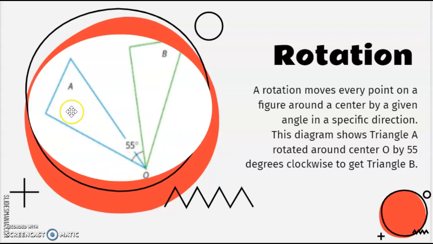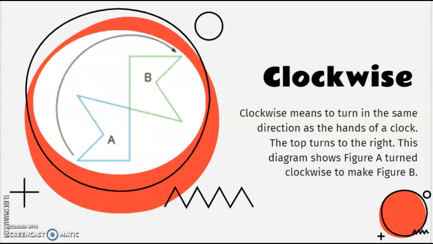So just think about it going clockwise. This is how, when you have a clock or a watch, the time goes that way. That's clockwise. So it's a rotation. And here's clockwise. Clockwise means to turn the same direction as the hands of a clock. The top turns to the right. This diagram shows figure A turned clockwise to make figure B.